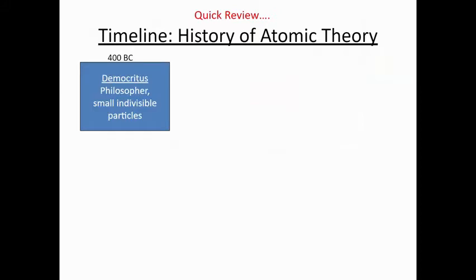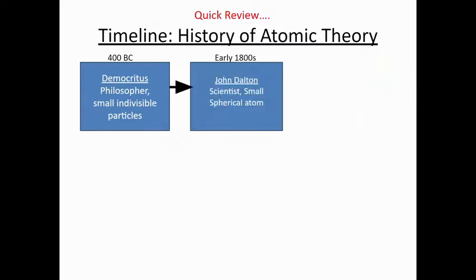So just a quick review. Remember, if we go all the way back to 400 BCE, we have Democritus, who's a philosopher. He is using logic to determine that matter is made of small indivisible particles called atoms or atomos. And his theory was pretty much dismissed at the time by Aristotle, and it was about 2,000 years before we have a model again of matter that looks like the atom.